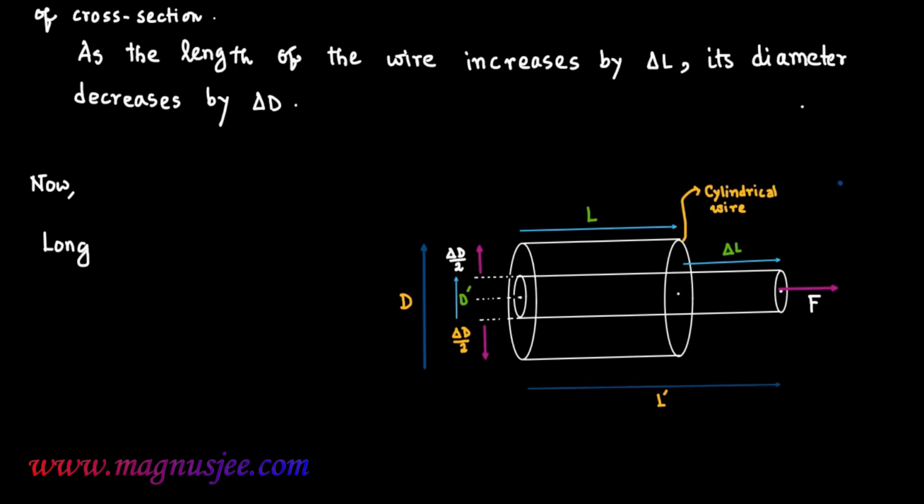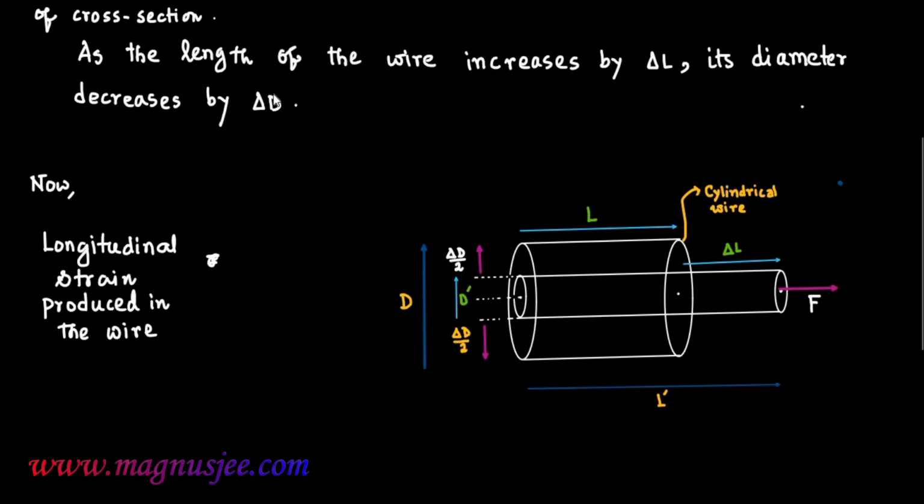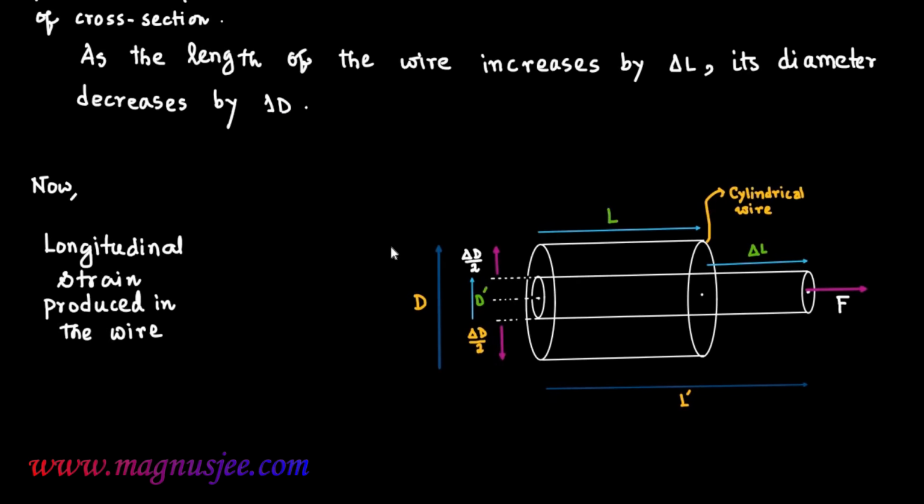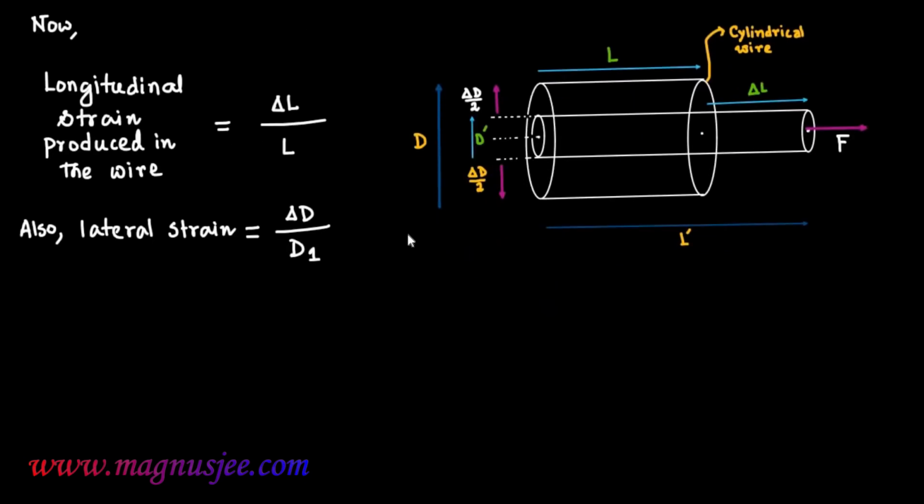Now, longitudinal strain. The expression of longitudinal strain produced in the elongated wire equals delta L divided by L, change in length divided by initial length, and also lateral strain. Lateral strain equals delta D by D. It should be delta D by D, not D1, delta D by D.